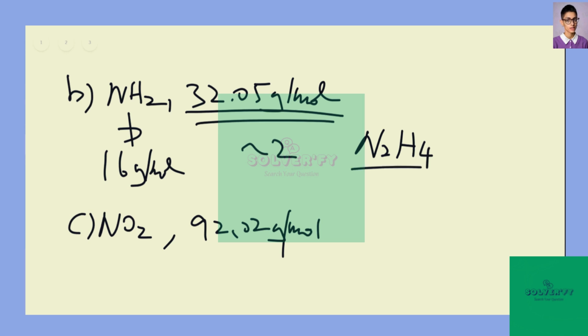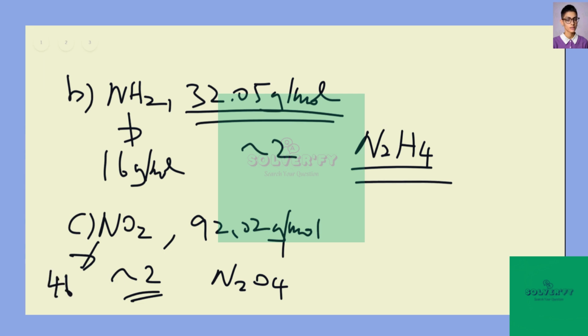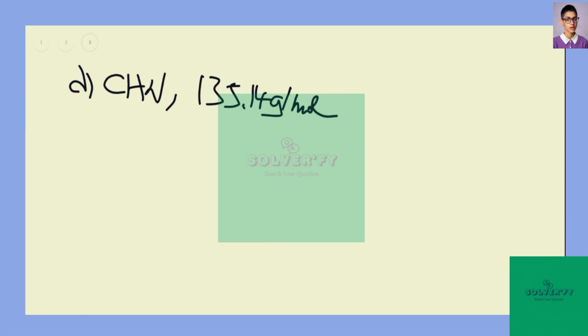Okay, and then for NO2, we have 14 plus 16 times 2, and then 92.02 divided by 46. So roughly the multiple will be 2. So we have N2O4. Just to remind you that the molar mass of the empirical formula will be 46 gram per mole.